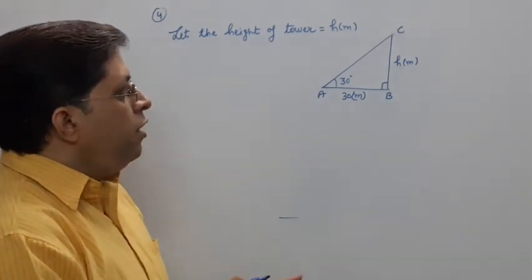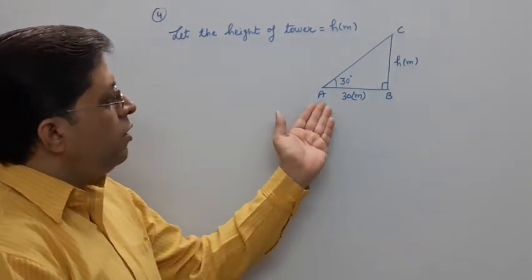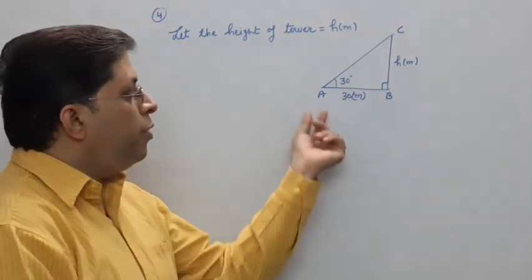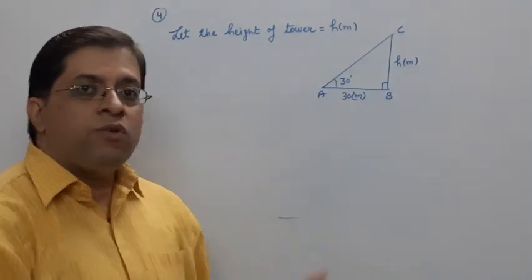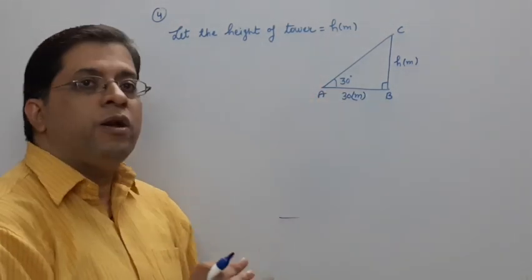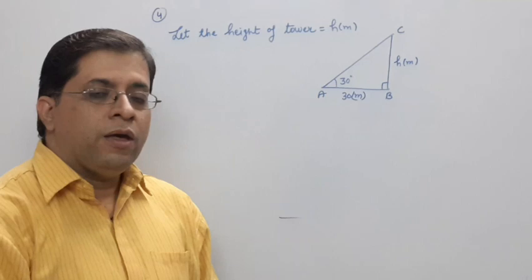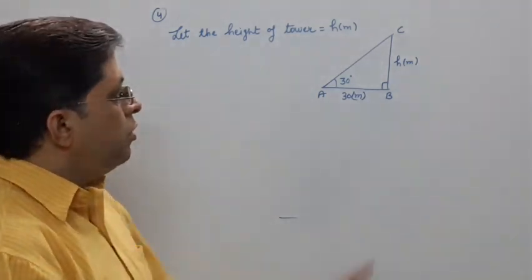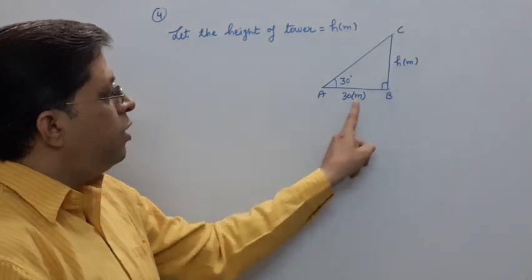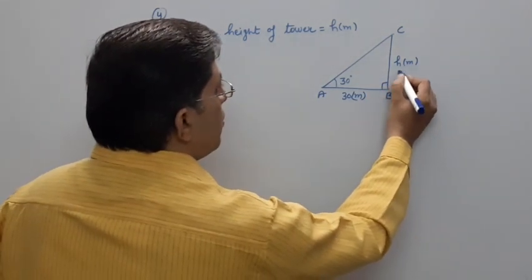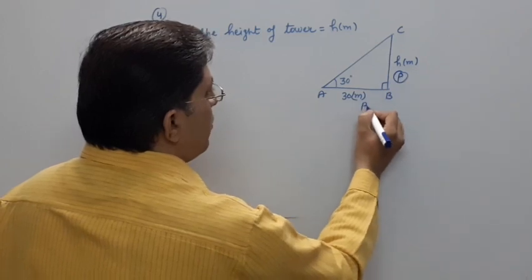One point A is 30 meter away from the foot of the tower, and it makes an angle of elevation of 30 degree. After that, what you have to find? The height of the tower. Now what is given? This is the perpendicular, the tower, and this is your base.